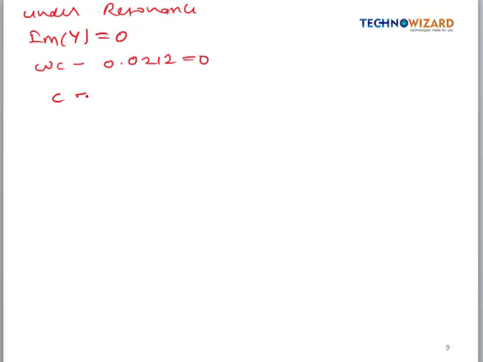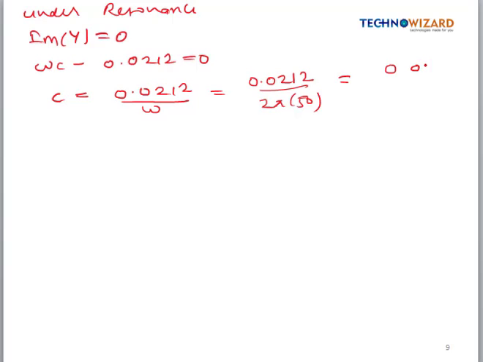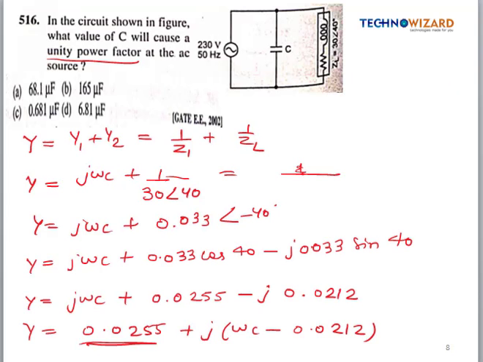So under the resonance, the imaginary term of Y is equal to 0. So we are getting omega into C minus 0.0212 is equal to 0. From here we can calculate the value of C as 0.0212 divided by omega, and omega is 2 pi into frequency, which is 50. So this is equal to 0.0212 divided by 314. From here we are getting the value of C nearly equal to 68.1 microfarad. Okay, so 68.1, so option A is correct.